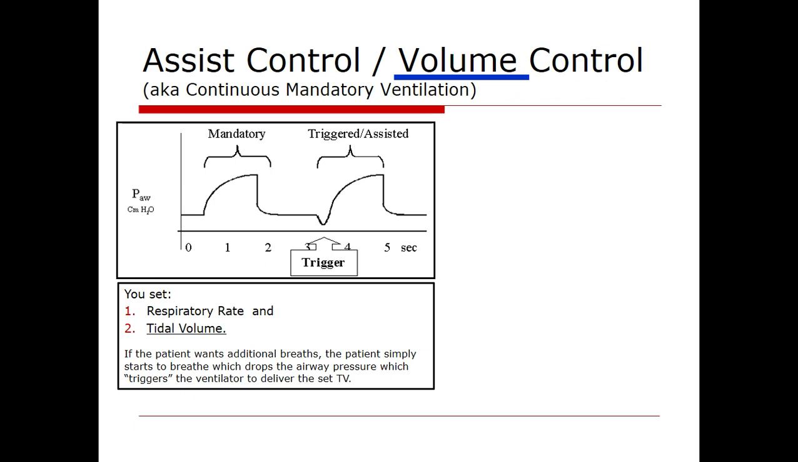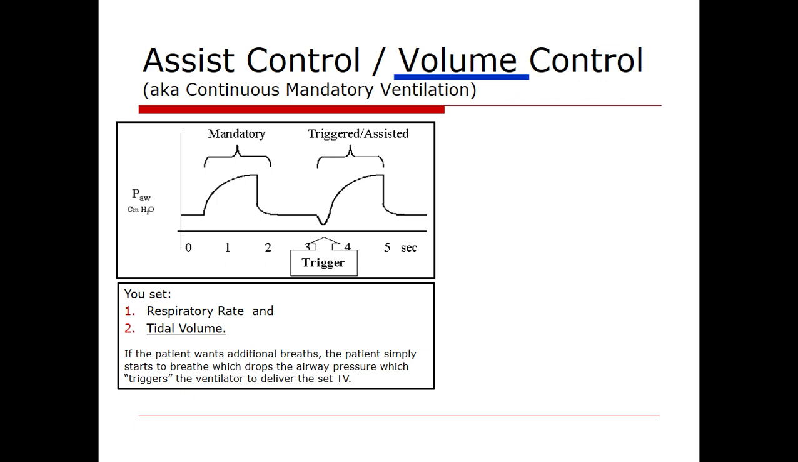So we're going to talk about our two major modes. First, assist control, volume control. It's confusing because it has a bunch of different ways of being referred to. Most old docs just refer to it as assist control. Some really old docs call it volume control. Even older than me would refer to it as continuous mandatory ventilation. The most proper term is ACVC because that's how our ventilator labels it. Assist control, volume control. In that mode, you set two things, a respiratory rate and a tidal volume.